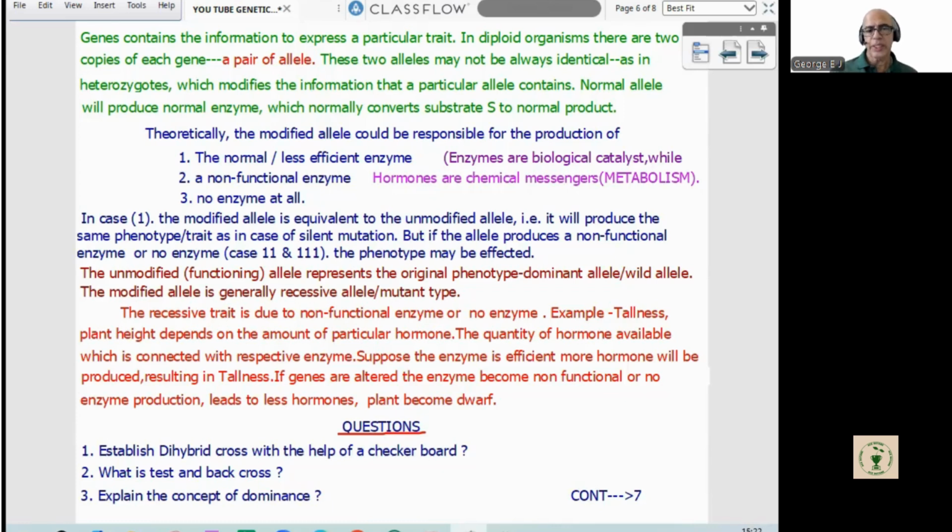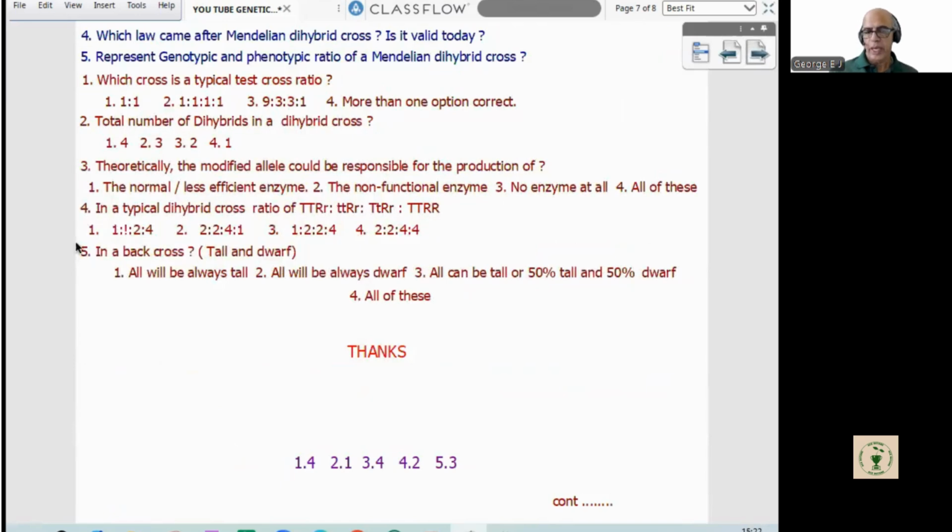I think that idea is clear. After that, as usual, 5 theory questions and 5 NEET model questions with the key.